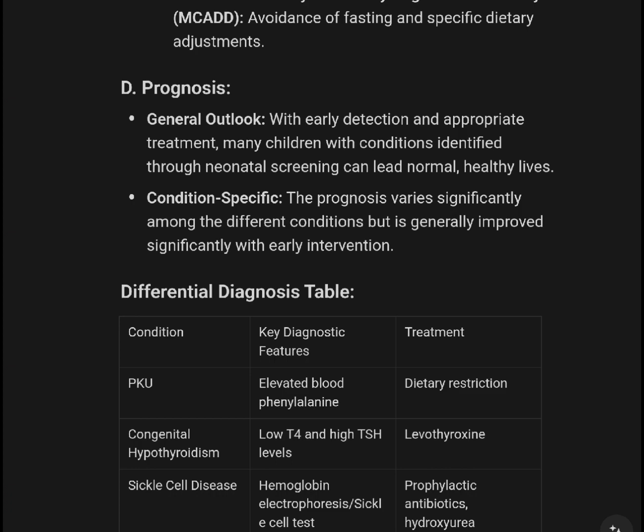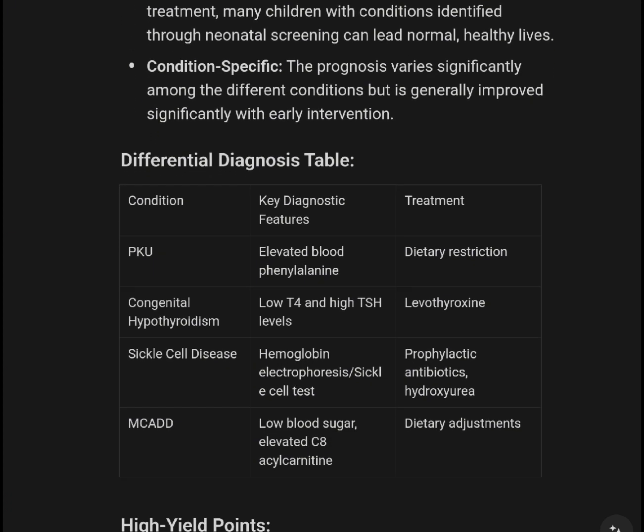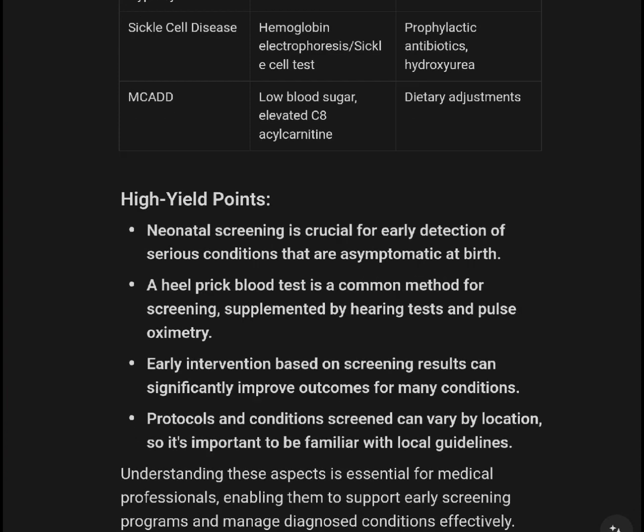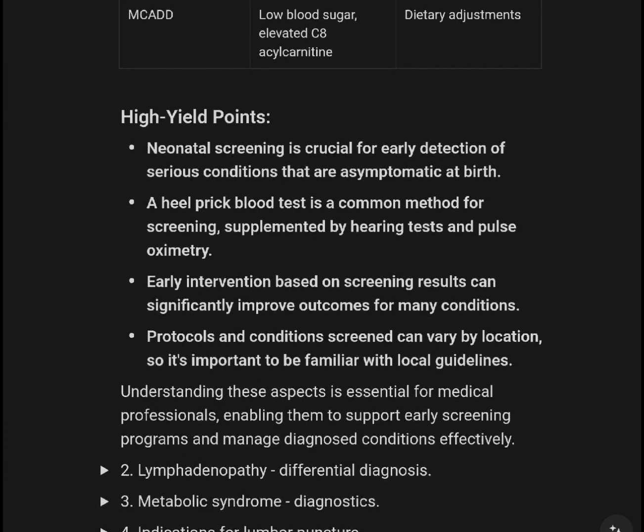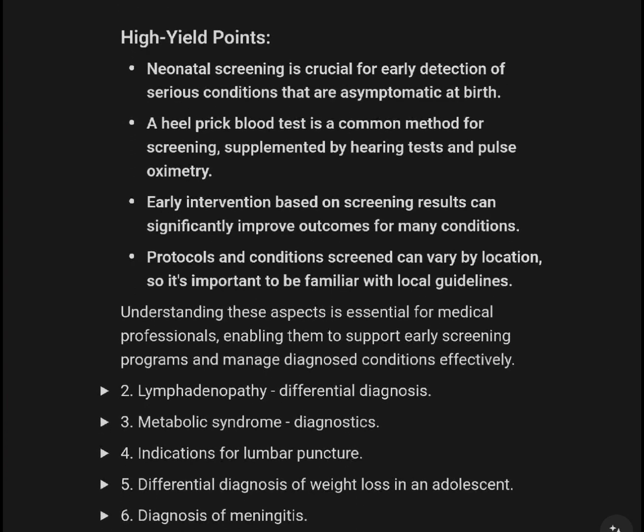Prognosis: with early detection and appropriate treatment, condition specific. Neonatal screening is crucial. Blood test is a common method. Early intervention, protocol, and condition.